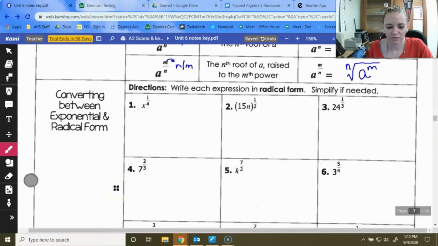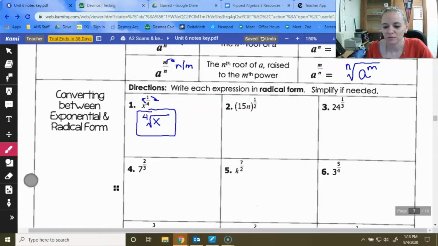Let's go ahead and do some. So this one is an example. I tilt that 1 over, and then the 4 goes over that way. So that means my 4 will be on the outside. My x, my big number, goes under the radical. And since I have a 1, I don't have to put it. I can just leave it alone. And that's it. So it's just converting it from one form to another form. Exponent form to radical form. Which makes sense, right?